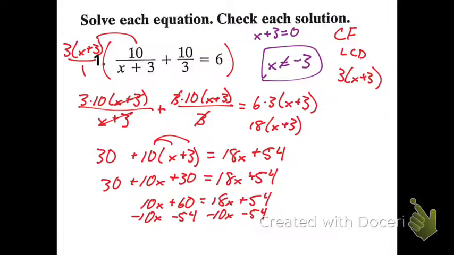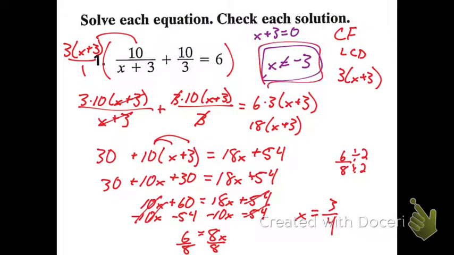What that does is the 10x's go away, the 54's go away, and so I'm left with 6 is equal to 8x, so I'm going to divide both sides by 8. I get x is equal to 6/8, which simplifies down to 3/4. Now, it does not conflict with this value, so our solution is just 3/4 there.